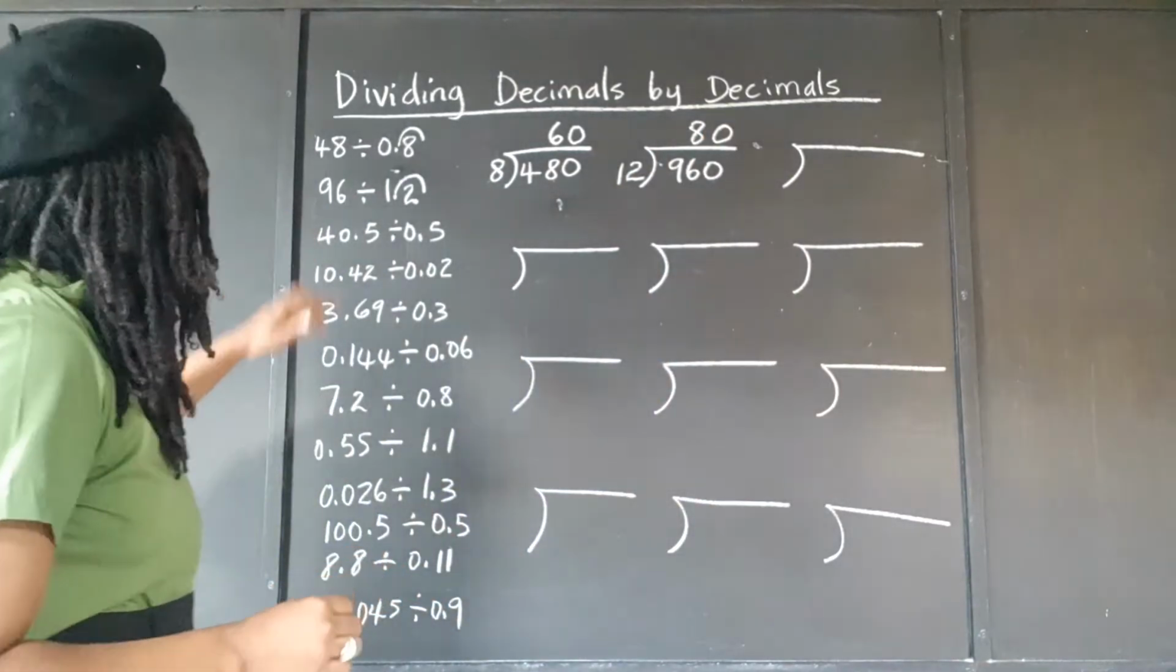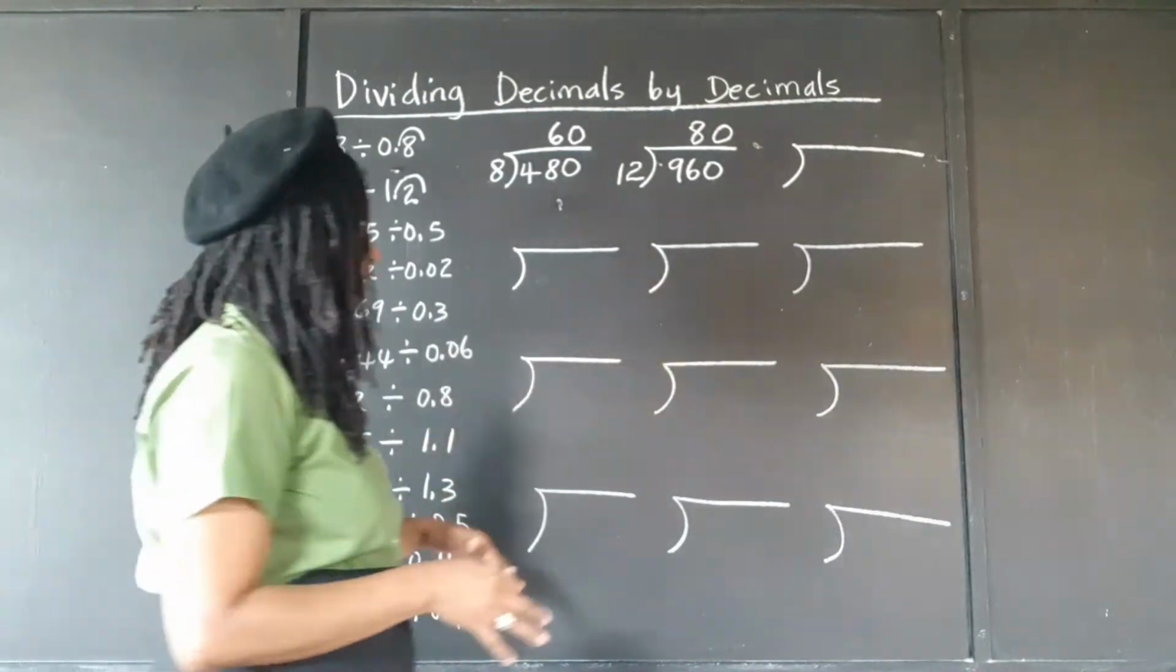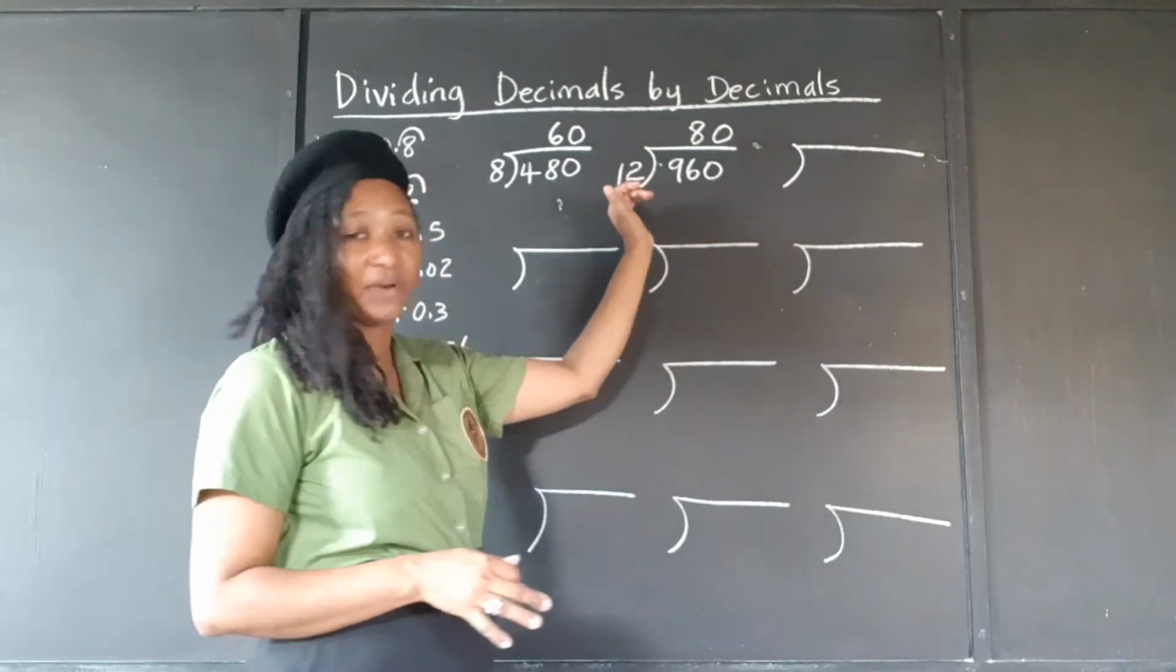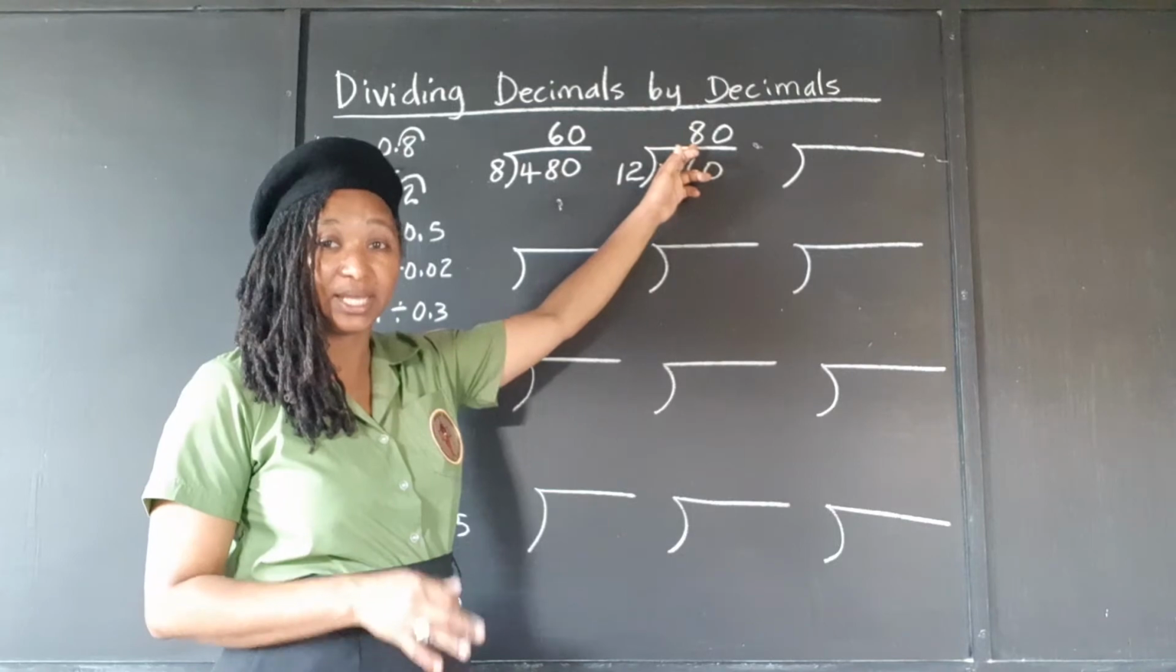So 96 divided by 1.2 is the same as saying 960 divided by 12, and the result, the quotient, is 80.